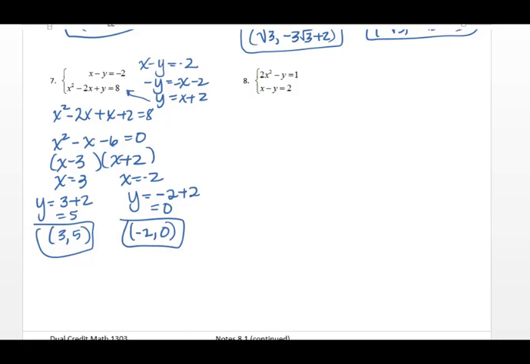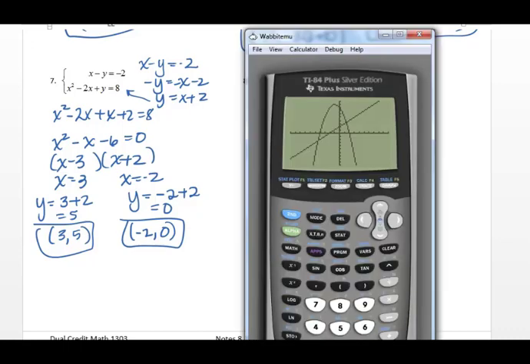Okay, so I want to show you how you verify this one graphically. So let's look at that graph. If I graph this, this quadratic right here is a parabola. It happens to be opening down, and then this top line is a linear function. So it has two solutions. It has two places they cross. That's why it has two solutions.